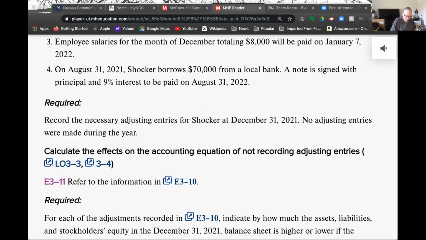13,200 divided by 12 is 1,100. How many months from August 1st through December 31st? You can count on your hands if you want to, right? That would be August, September, October, November, December. That would be 5 months. 1,100 times 5 equals 5,500.